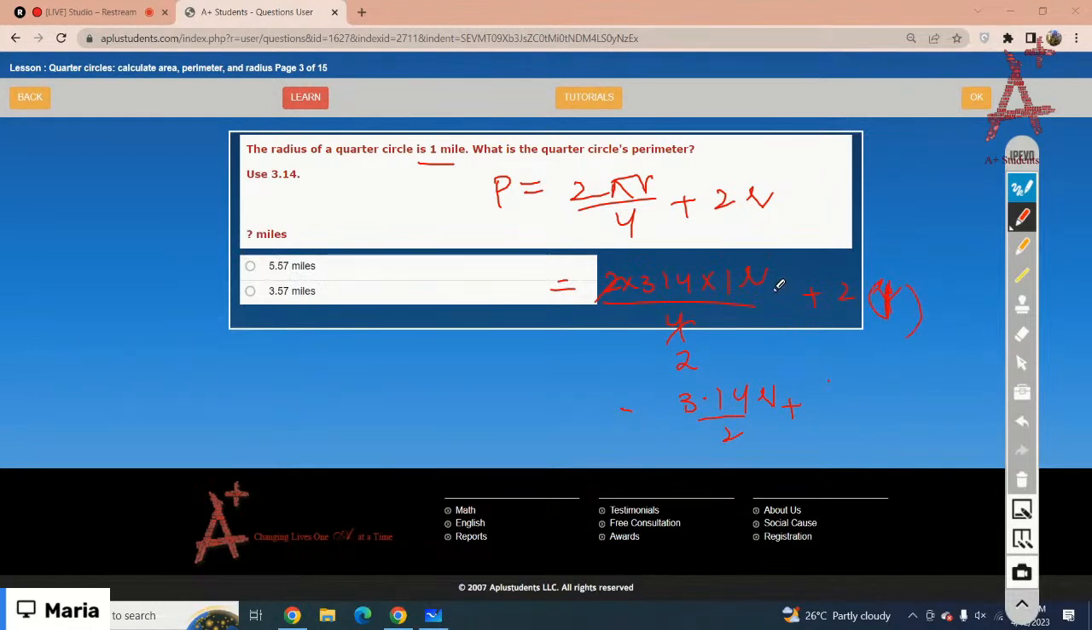You are given r, it is 1. It would be 2. Got it? Just divide. 3.14 divided by 2 is 1.57 and 1.57 plus 2 is, so it is 3.57. Got it? So the correct option is 3.57.